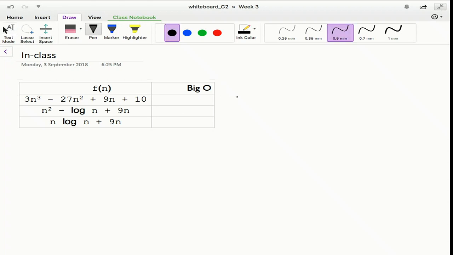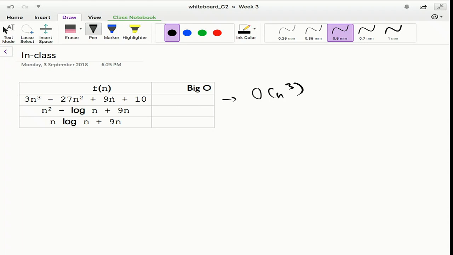O n to the power of 3. So why is it O n to the power of 3? Because I think it's based on the biggest entry, based on the complexity of that. Right, so these are different terms. Now how do we know these are different terms? If they are separated by addition or subtraction, they are different terms.